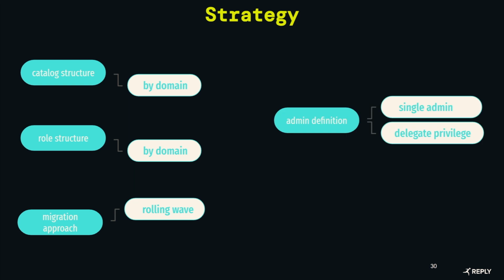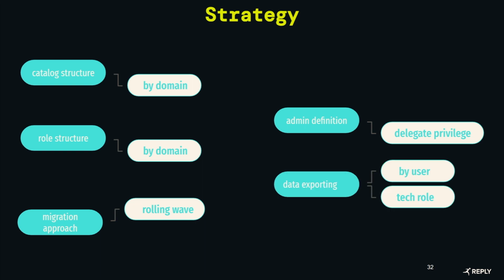After that, we underestimated this task during our migration, but the admin definition was very important because in some cases it significantly impacts all of the CNH data strategy. We faced two different options, single admin or instead delegated privileges. Considering the dozens of domains and the structure of the CNH environment, we decided to adopt a delegated privilege approach.